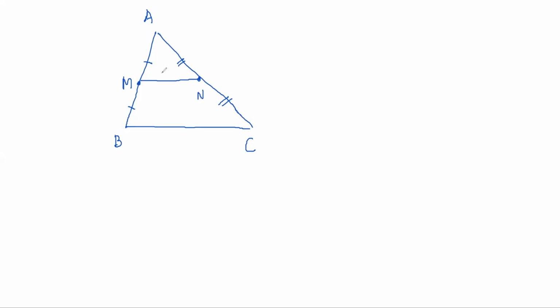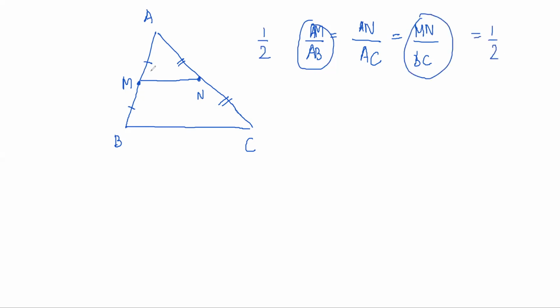So AM by AB is AN by AC. AM by AB will be equal to AN by AC, which is equal to MN by BC, which is half. And this is half because of the midpoint. So we have proved half. And because it is similar, how did we get similar though? The ratio is half. We got similar triangles because all the sides are in the same ratio, because the ratio is the same everywhere, right?